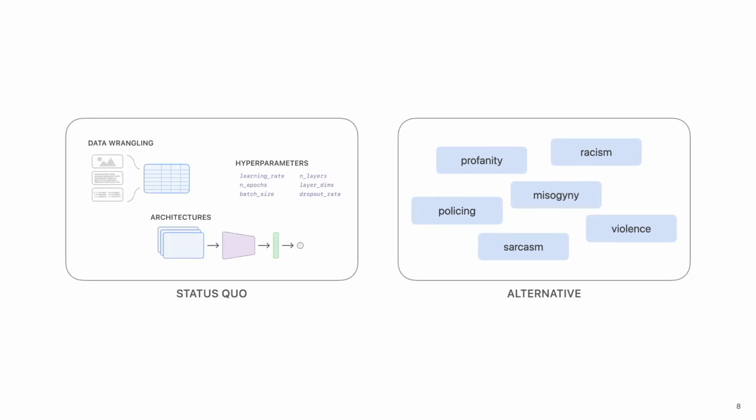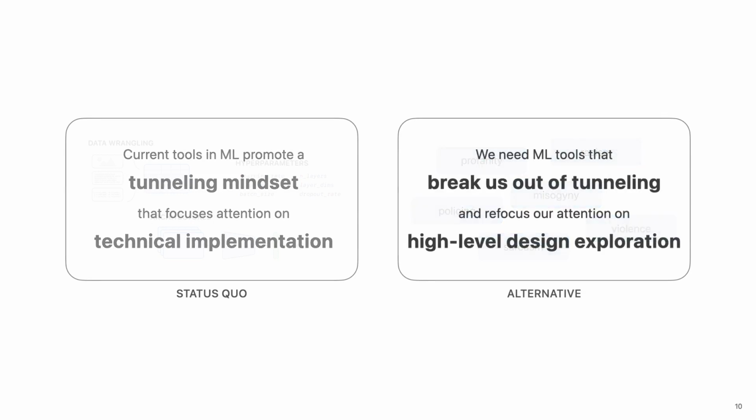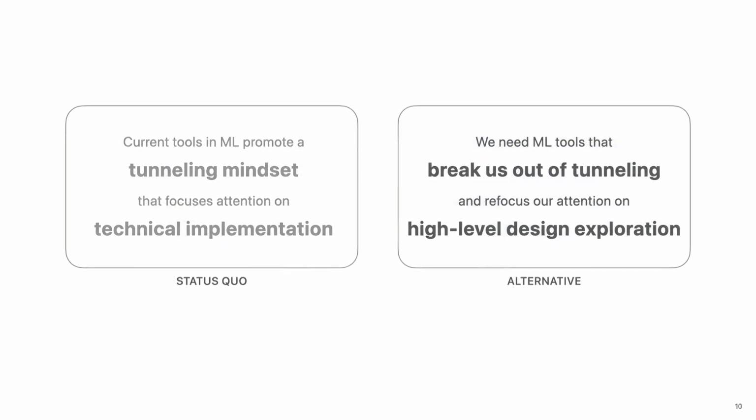If we could iterate on models in this way, we could focus our attention on the human impact and ethical implications of our models much earlier in the process. These are questions that we can't answer when we're down deep in the technical details of data pipelines and hyperparameters. The problem here is that today's tools pull us into a tunneling mindset focused on technical implementation, when we actually need to break out of this tunneling and refocus our attention on exploring high-level design directions.